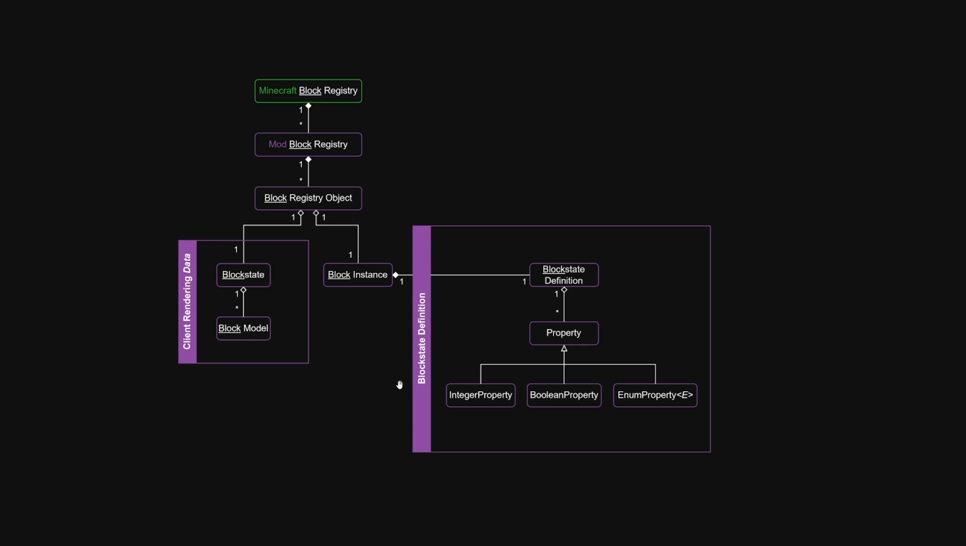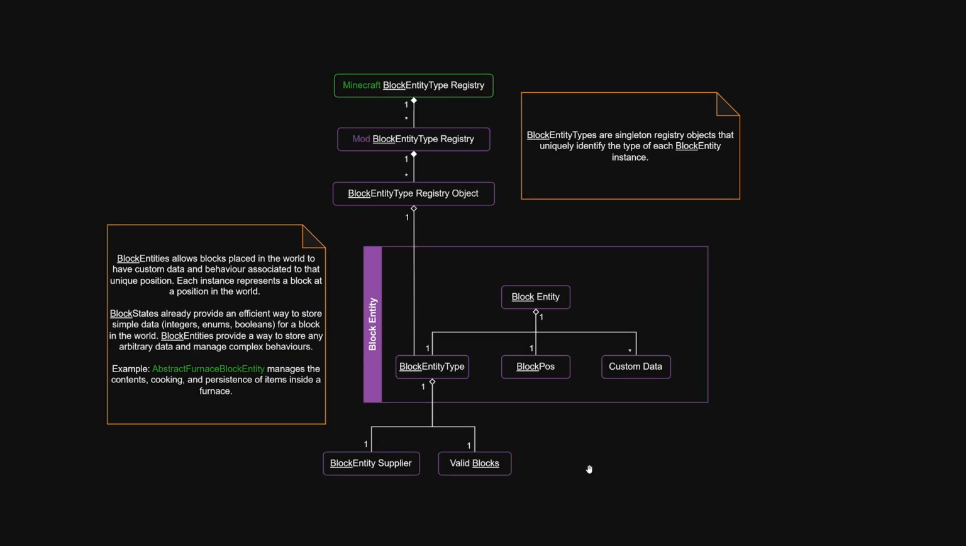What if we want to attach more complicated data to each location in the world? Let's say we want to store items in it, or energy, or even fluids. Well, block entities are the intended solution for storing more complex data or behaviors in specific blocks. Let's have a look at what a block entity is and how it's constructed.